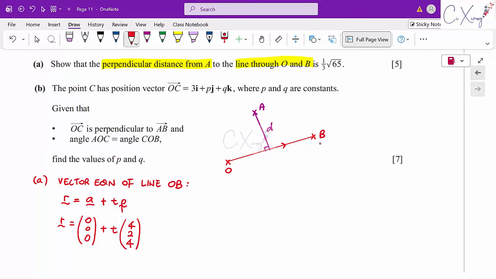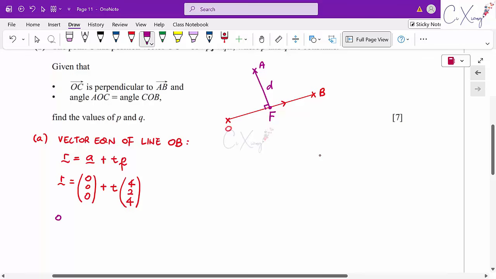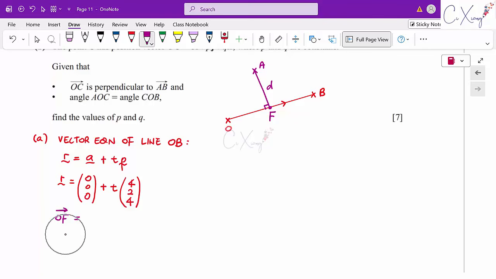Then let's say there's a point here, which is the foot of perpendicular from A to the line OB. I label it as F. Because this foot of perpendicular lies on the line OB, the position vector of F will be equal to the vector equation of the line, which is 4t, 2t, and also 4t.